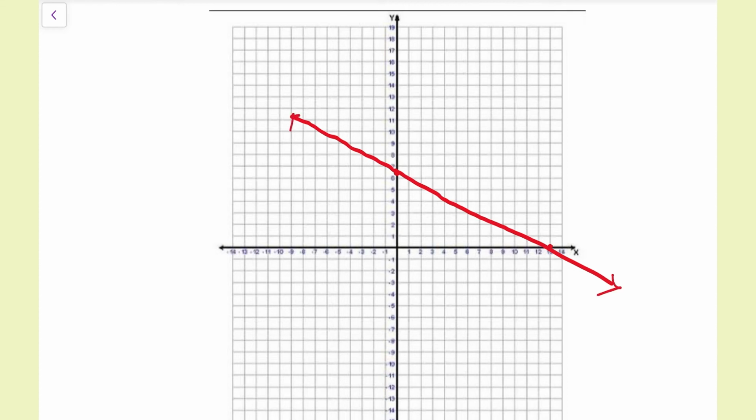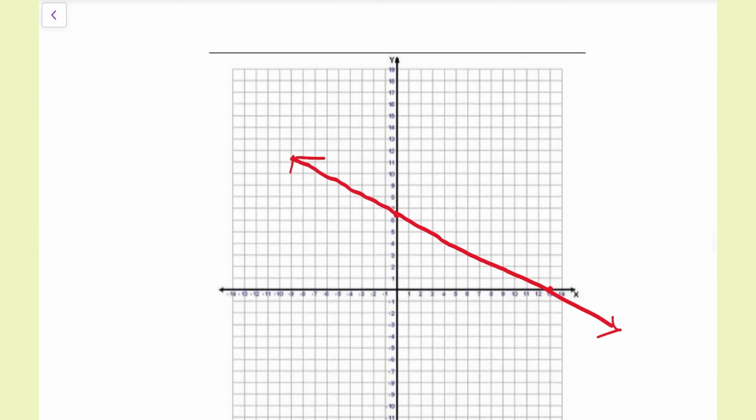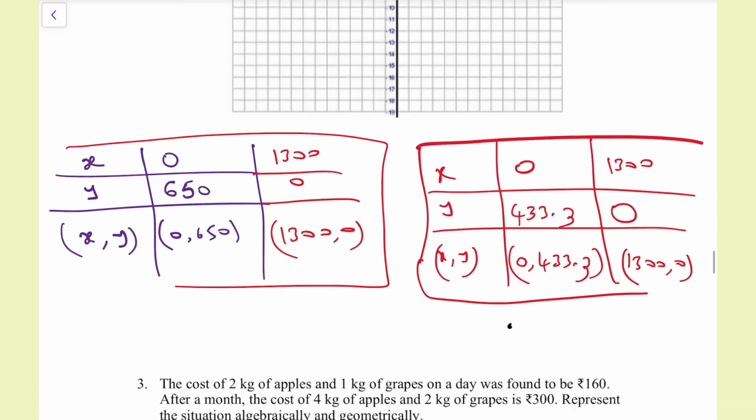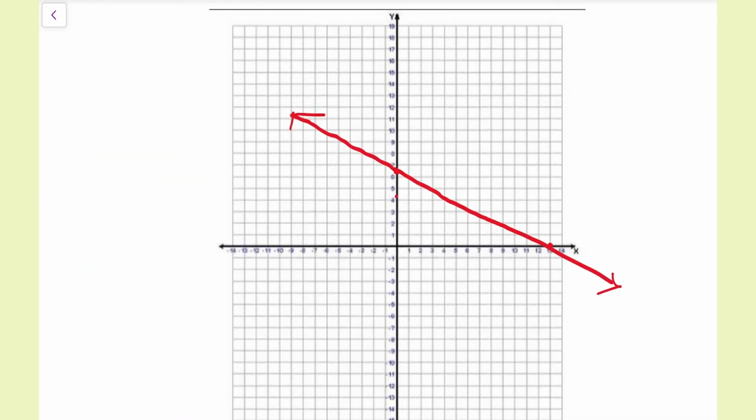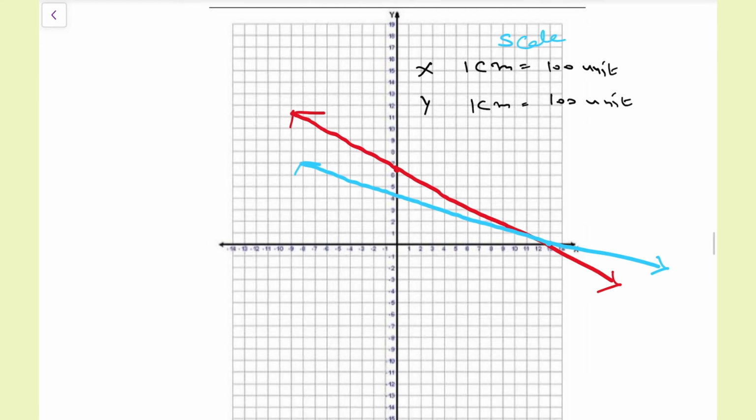Keep arrows. Next, second equation. 0 comma 433.3, in between 4 and 5, just a little down of 4.5, so that it will come 4.3. Next, 1300 again, which is nothing but this point only again. So just join these two with the help of a scale again. Scale: on x-axis what are we taking, on y-axis what are we taking. On x-axis 1 centimeter equals to, on y-axis 1 centimeter equals to. Here 1 centimeter is nothing but 100 units, right? So 1 centimeter equals 100 units, as well as on y-axis also 1 centimeter equals 100 units.